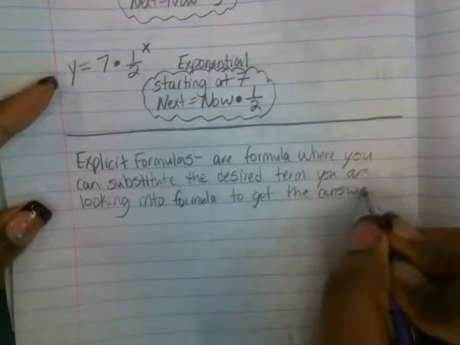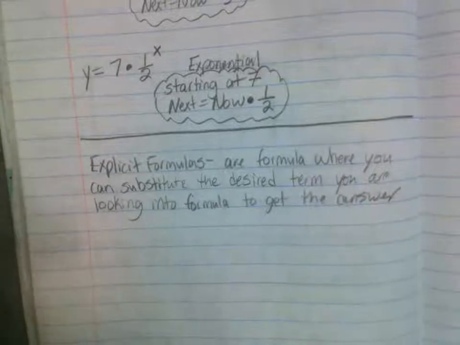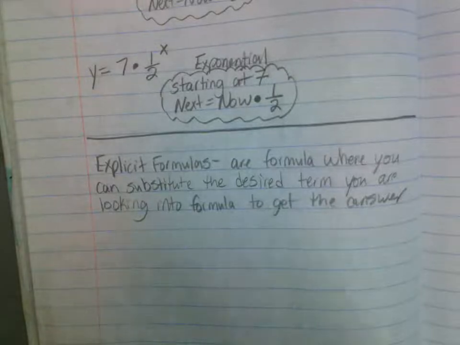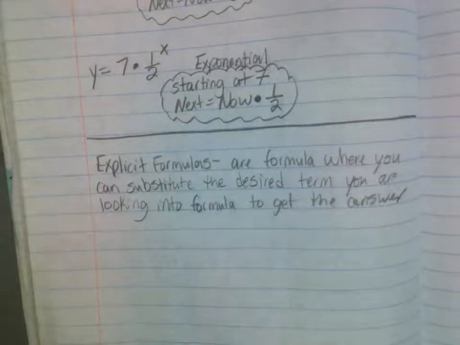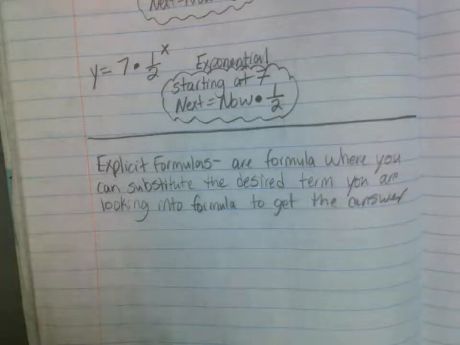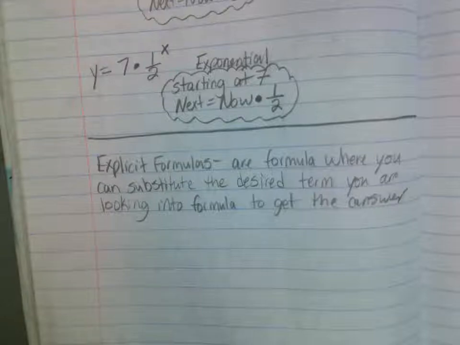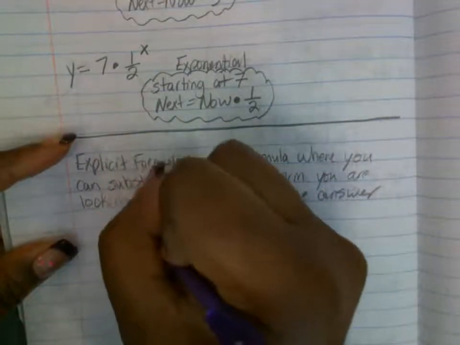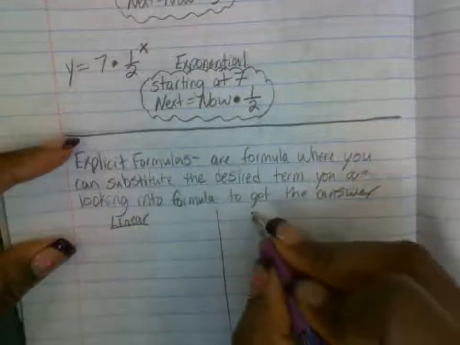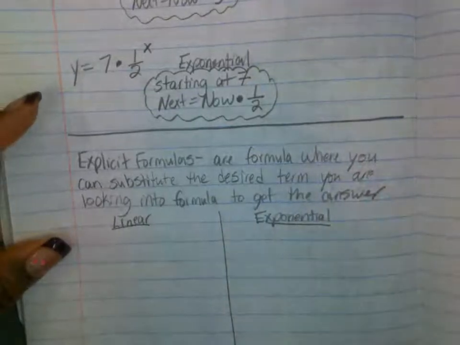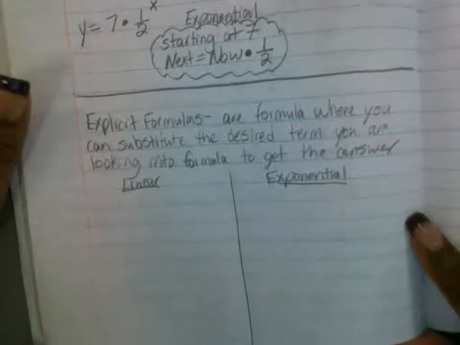And it's super simple. With recursive, you've got to keep doing it over and over and over again to get to the desired term that you're looking for. If you're looking for the eighth term, then you have to do that recursive formula 8 different times. But with explicit, all you have to do is substitute 8 into the formula to get the 8th term. Any questions about that? That's the difference. So now let's do an example for linear and then exponential.